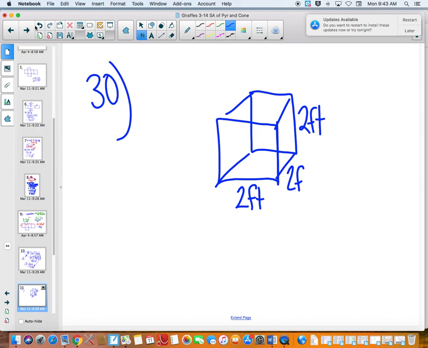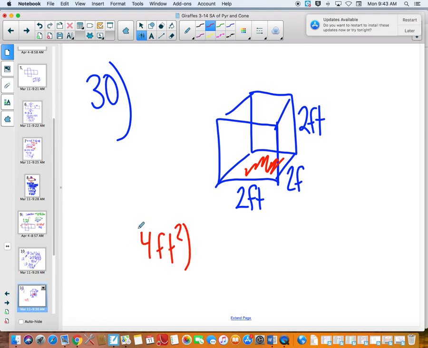Next, we talk about question 30, which is talking about a cube, which is 2 feet by 2 feet. So the area of each of these 6 faces would be 4 feet squared, and we multiply that by 6, and we get 24 feet squared.